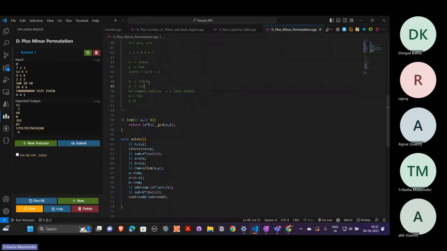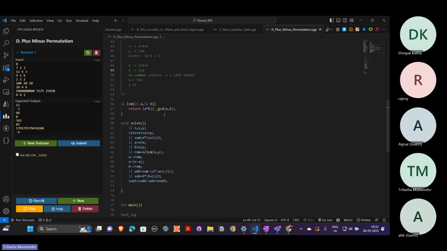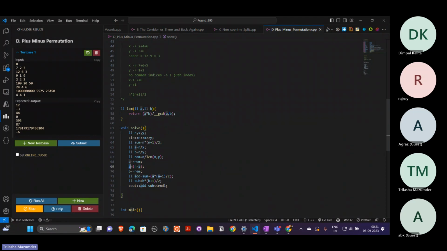If you sort it, then 7, 6, 5, I'll be taking 7, 6. And for y, I'll be taking only 1. That is 2 minus 1, I'll be taking 1 value. So we know that there is a formula n into n plus 1 divided by 2, which gives you the sum up to the number n. I have just exploited that particular formula. I have found out how many a I have to take, that is a minus equal to n.